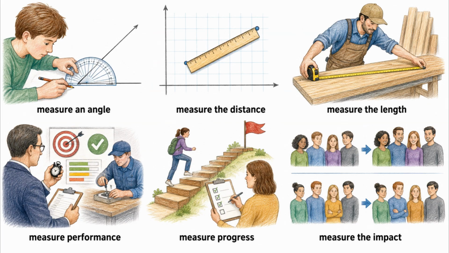Place the center of the protractor on the vertex to measure an angle. Use a ruler to measure the distance between the 2 points. The carpenter used a tape measure to measure the length of the board. The company uses sales and customer satisfaction to measure performance.